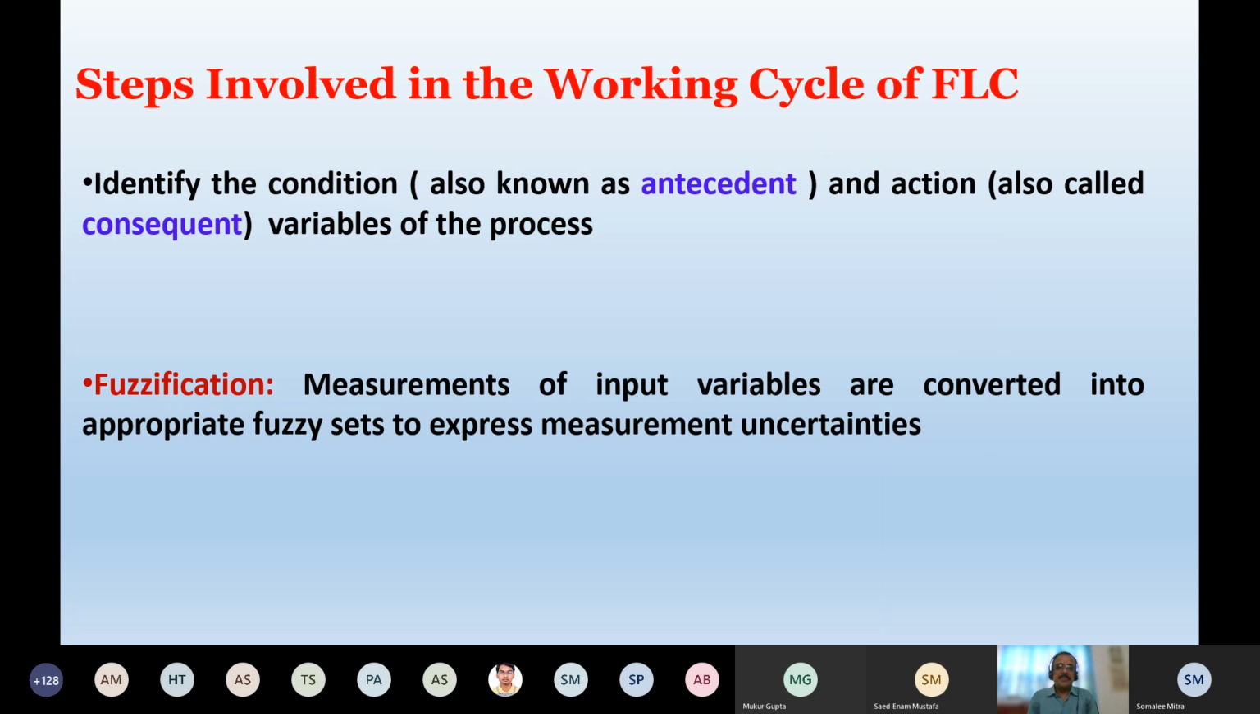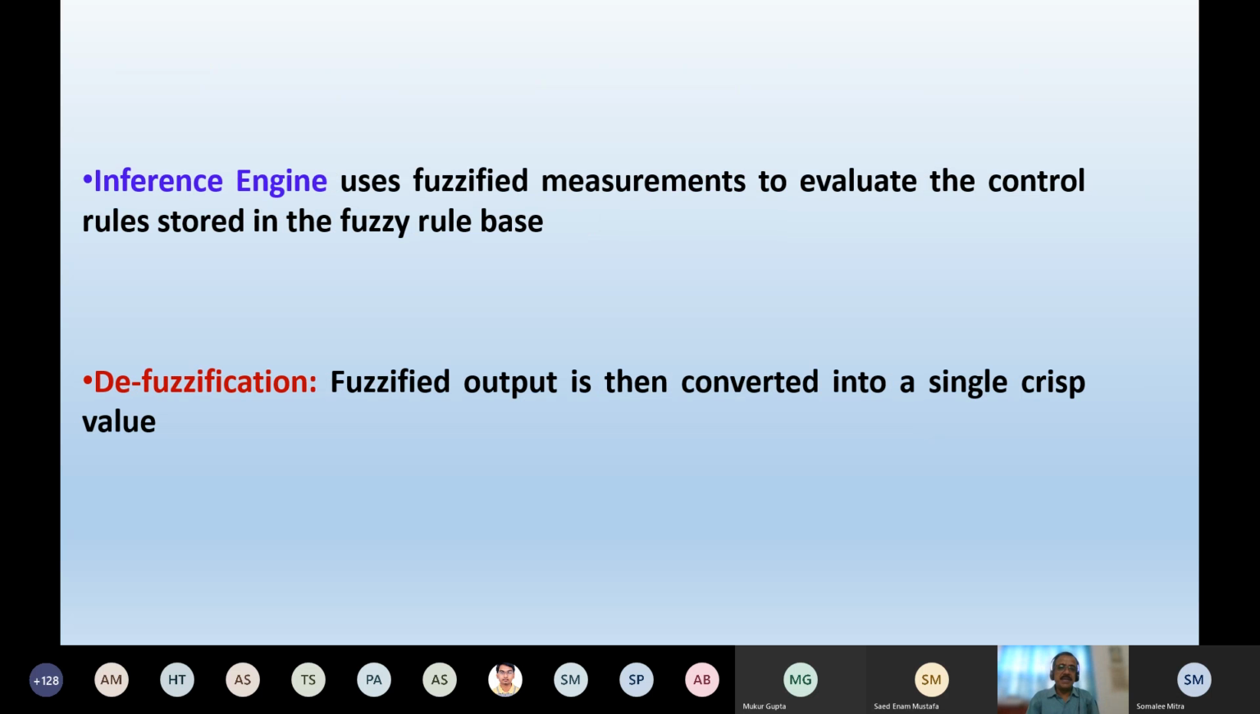Now, the steps involved in the working cycle of a fuzzy logic controller. Whatever I have already mentioned, I have written here. You identify the condition and action variables. Condition variables are known as antecedent. Action variables are known as consequent. Then we go for fuzzification, which I've already discussed. Then comes the inference engine, which I have discussed in detail. Then comes defuzzification. I have given you an introduction, but I will be discussing it in much more detail.